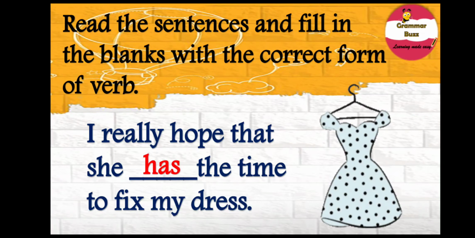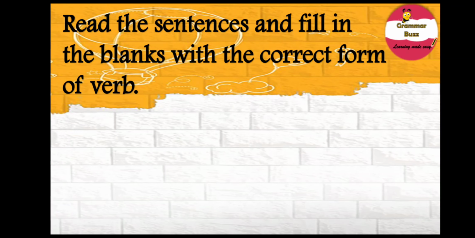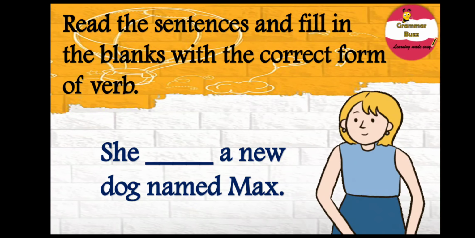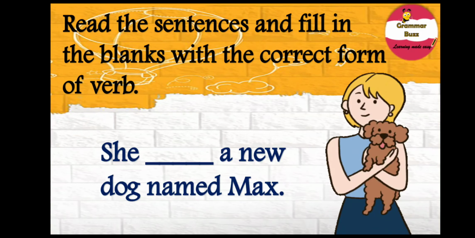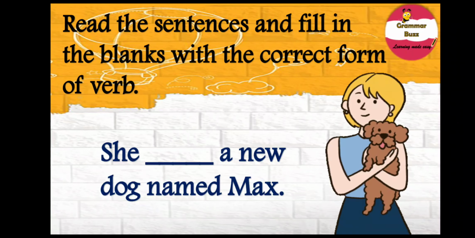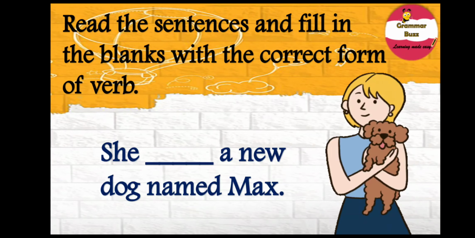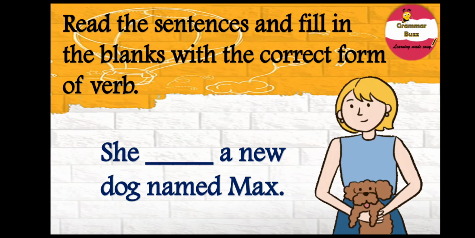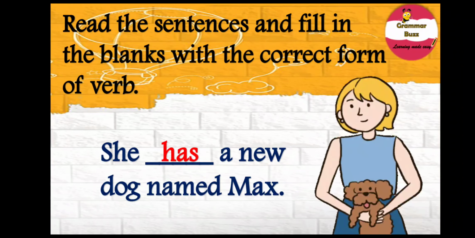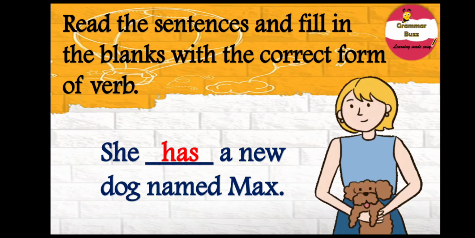And here comes the next sentence for you. And it says, what does it say? I'm still waiting. Yes. It says, she, a new dog named Max. And this is actually the last one for you. So can you figure it out? I think you can. You have scored a full 10 on 10 until now. Let's see if you can do this. Good job, and it is has. Hey, bingo! You have nailed it. Good job. Well done. Bravo.